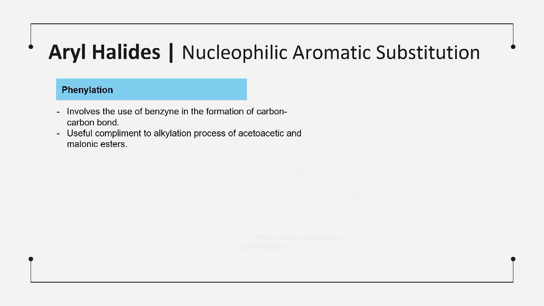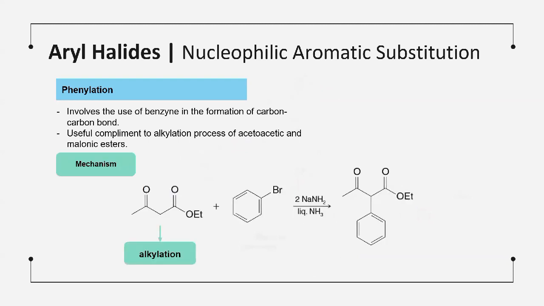So, a brief example ng mechanism would be, let's say, the alkylation of either acetoacetic or malonic esters natin, followed by the addition of the elimination product of our aryl halides, which would result in the phenylation of acetoacetic and malonic esters.